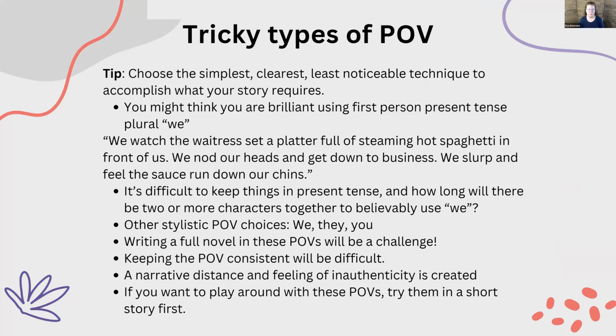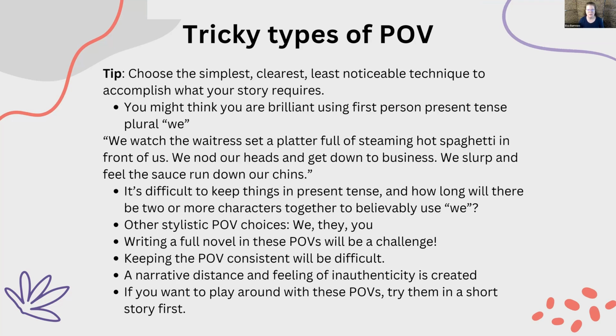So there are some more tricky types of point of view. I always would suggest choosing the simplest, clearest, least noticeable technique to accomplish what your story requires. But you might think you're brilliant if you're using first person present tense plural, which would be we. So we watch the waitress set a platter full of steaming hot spaghetti in front of us. We nod our heads and get down to business. We slurp and feel the sauce run down our chins.